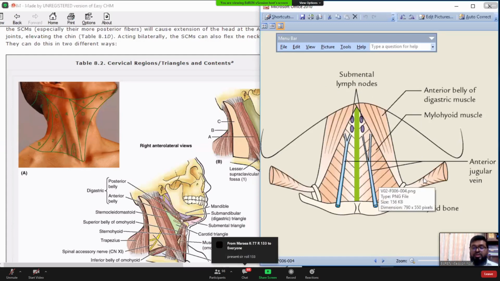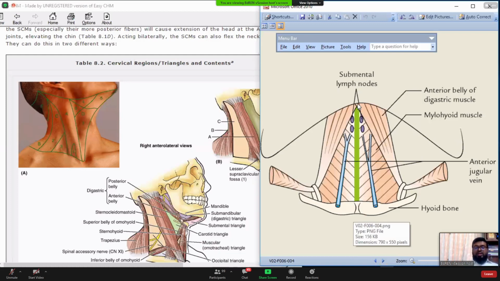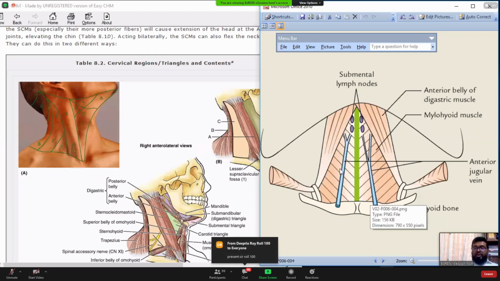On its side, you can see the anterior belly of the digastric muscle. The base would be the hyoid bone, and the apex would be the chin, or the symphysis menti, right? So this is the submental triangle, and its floor is actually formed by the mylohyoid muscles, two of which meet at the midline, the median raphe.